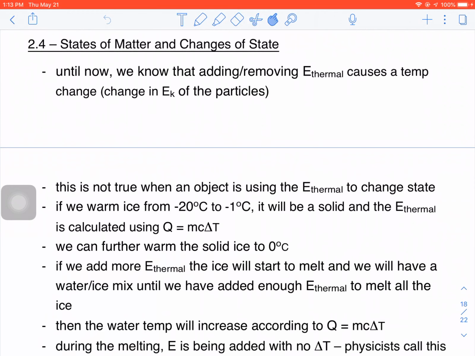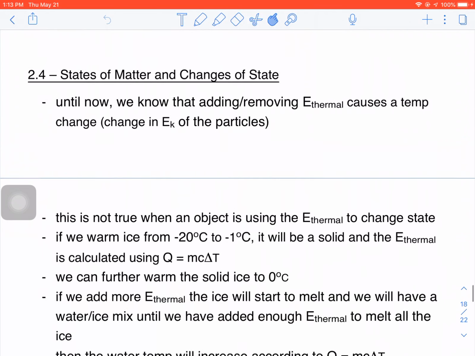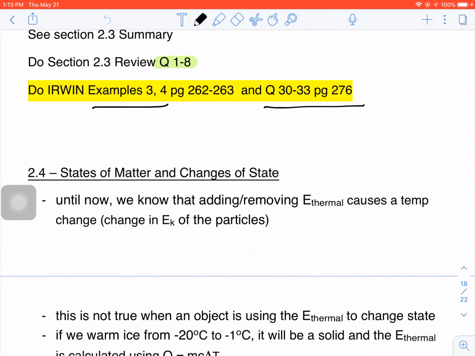Now, if I was able to watch that process happening, I would see over time that the temperature started at -4 degrees Celsius coming out of the freezer, or let's say -10, let's say my freezer's at -10.